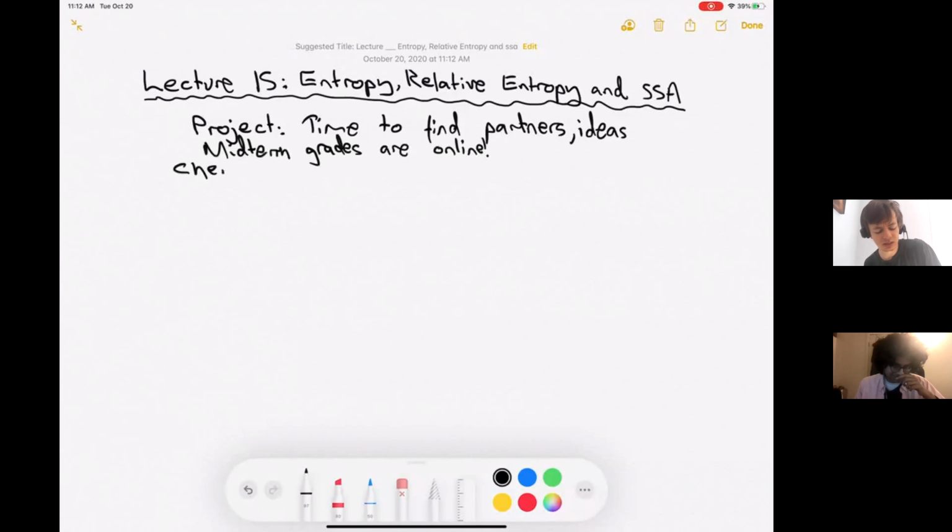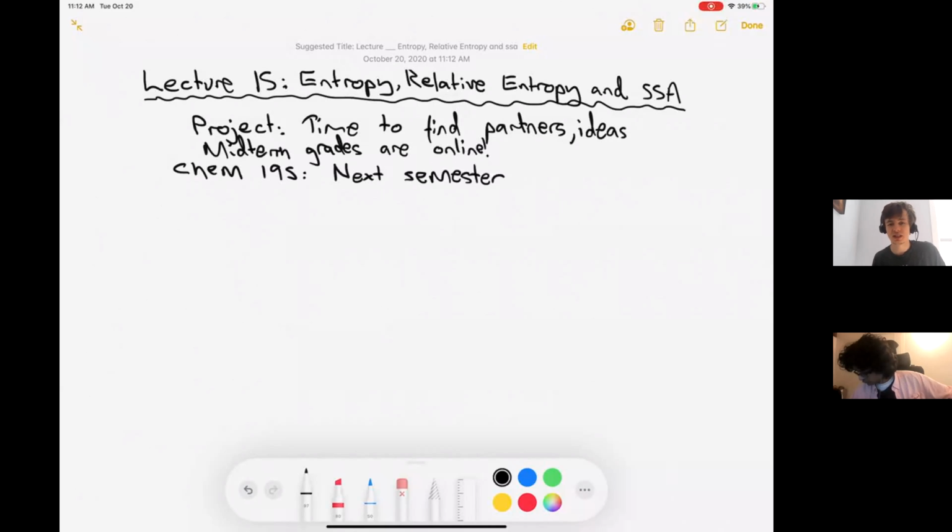Another thing I wanted to announce and advertise is that next semester there will be a course that is officially Chemistry 195, but that's just for practical reasons. There wasn't time to get it cross-listed. It will really be like this one. It's relevant to chemistry, computer science, and physics.